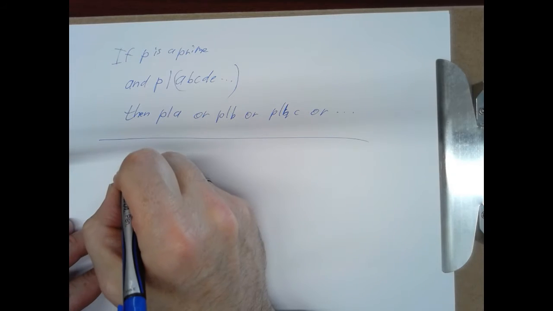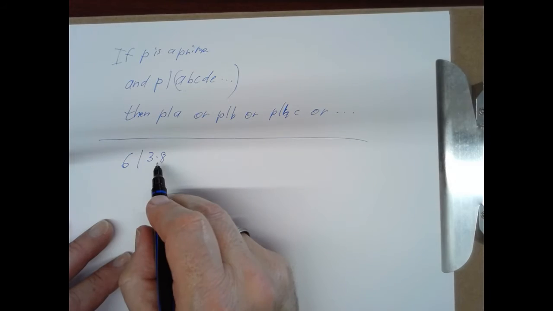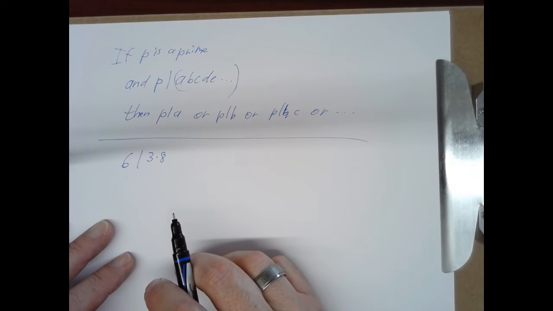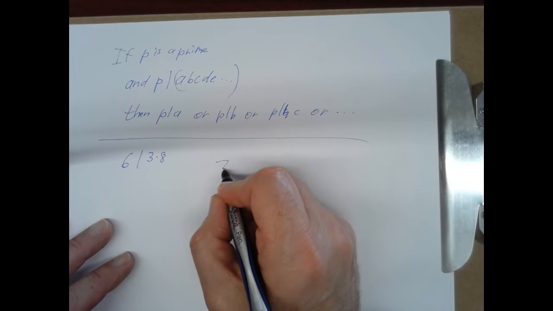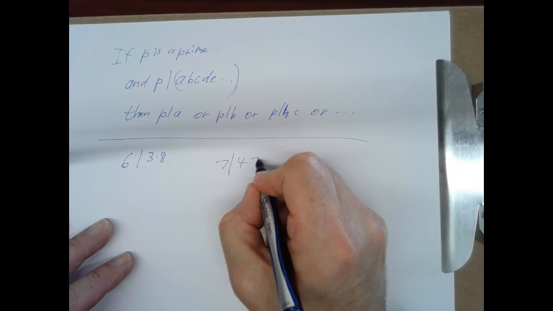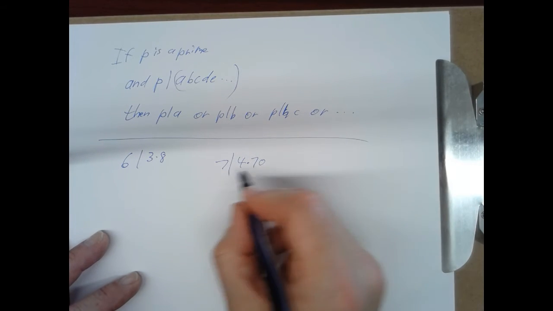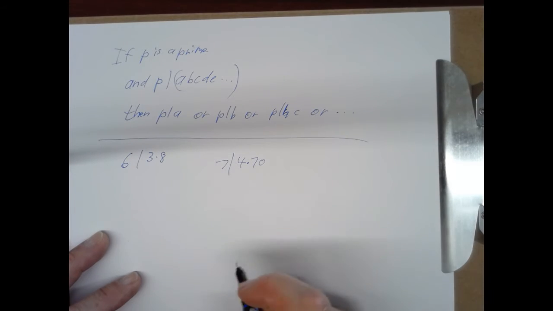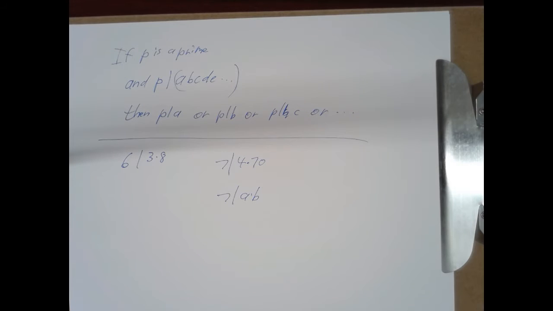It doesn't work in general. For example, 6 divides 3 times 8, 24. But 6 does not divide 3, and 6 does not divide 8. So in general, this doesn't happen. But if 7 divides 4 times 7, 7 divides 7, right? If 7 divides 4 times 70, 7 divides 70. We can't have 7 divide A times B without 7 dividing at least one of either A or B. So that's one way we can sort of sneak up on some division with primes.